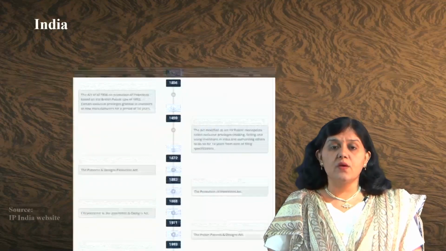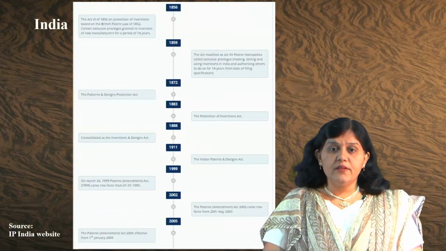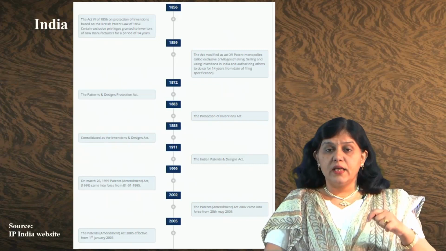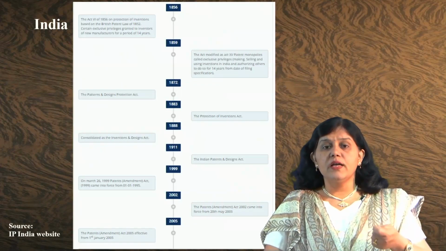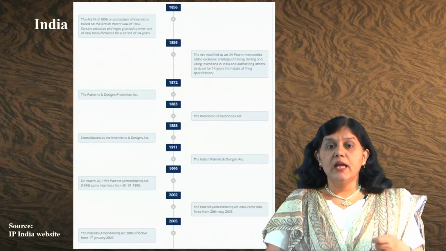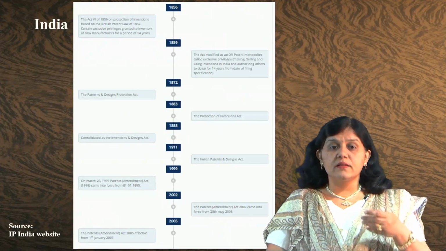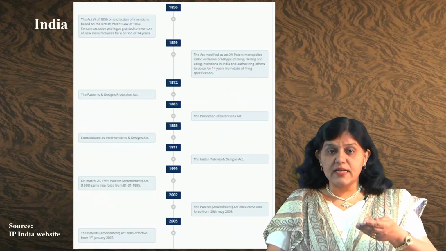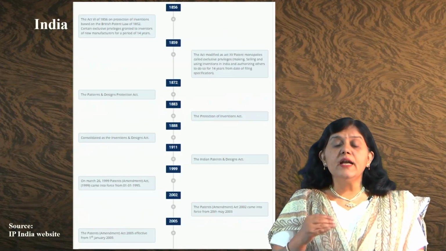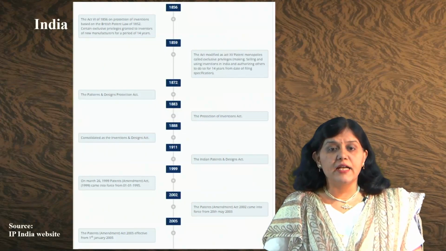If you see this history, you can see how it has evolved. In 1856, it was based on British patent law. Then it further evolved in 1883 as the Protection of Inventions Act. In 1888, it was the Inventions and Designs Act. Then in 1911, the title was the Indian Patent and Designs Act 1911.